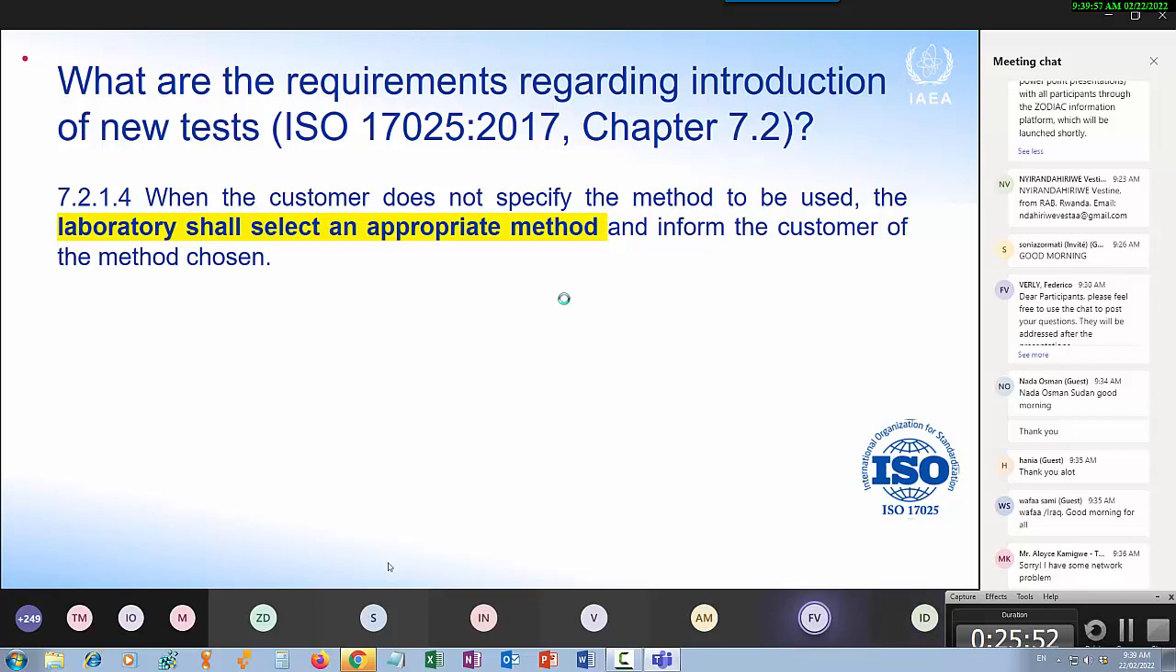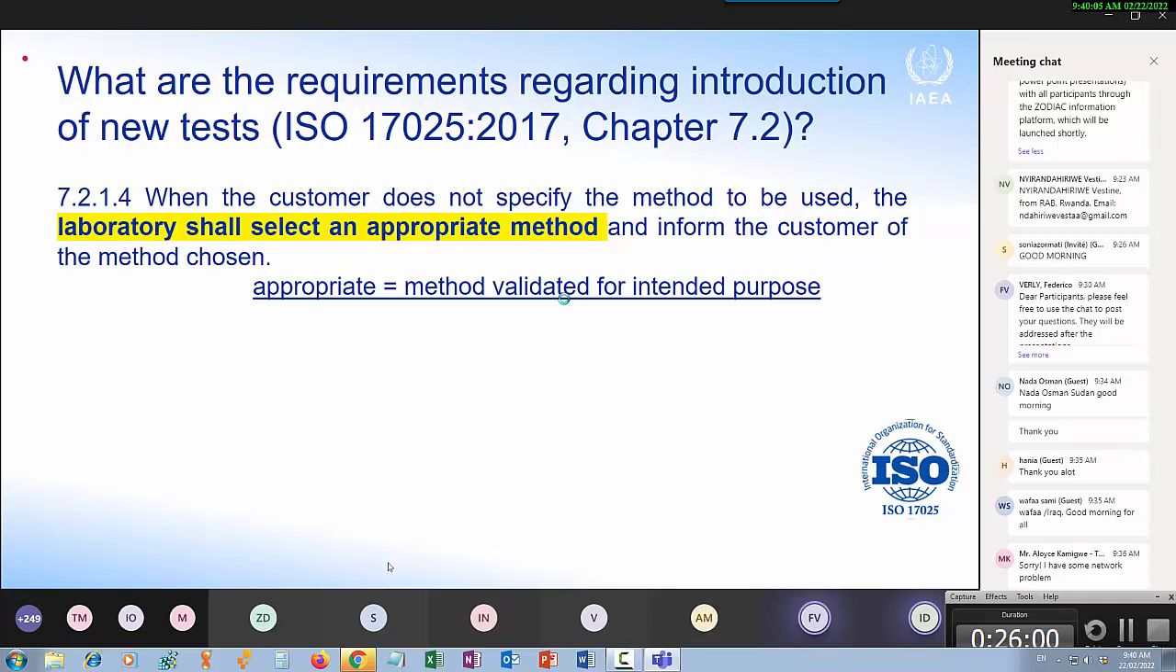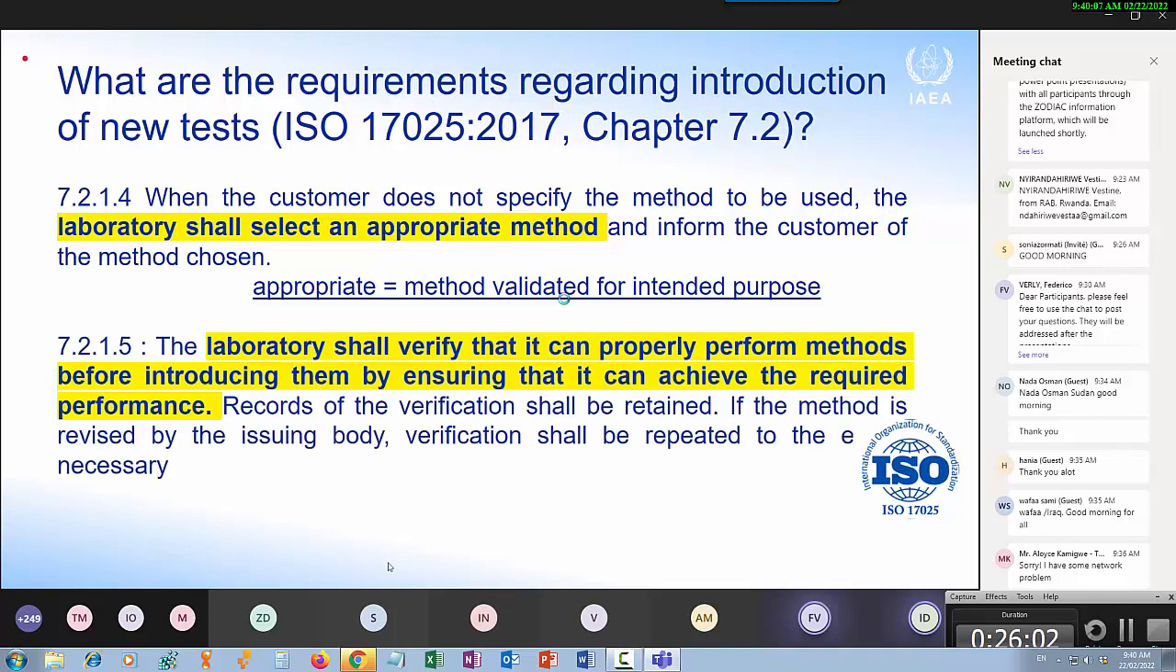And what is meant by an appropriate method? The appropriate method should be the method validated for the intended purpose of use. Another, in point 7.2.1.5, says that the laboratory shall verify that it can properly perform methods before introducing them by ensuring that it can achieve the required performances.